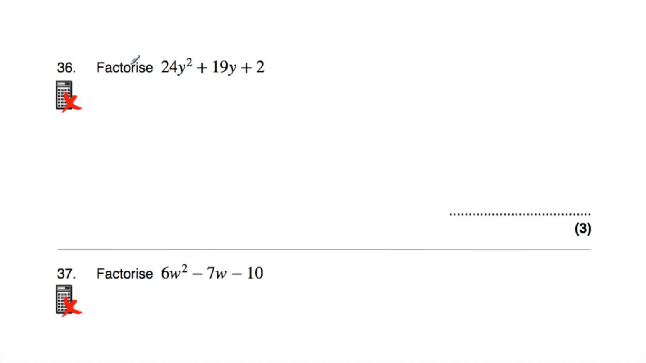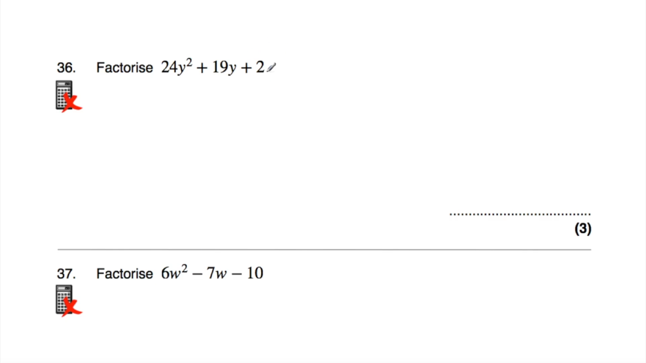Okay, so question number 36, we've been asked to factorize 24y squared plus 19y plus 2. This question looks quite tricky to begin with because we've got 24y squared. And that means at the front of the brackets we could have a 24y and a y, a 12y and a 2y, an 8y and a 3y, a 4y and a 6y.